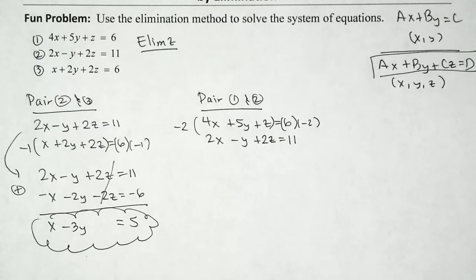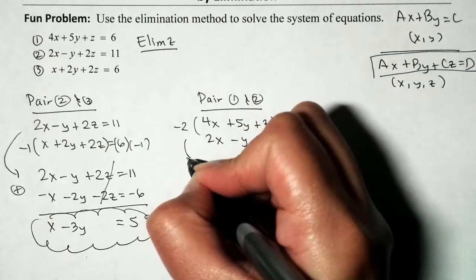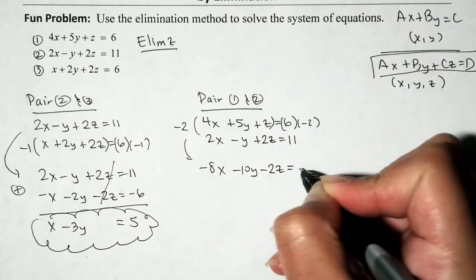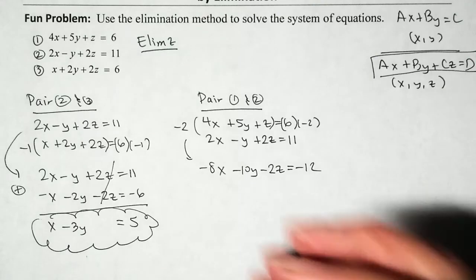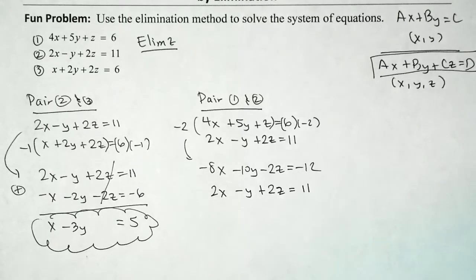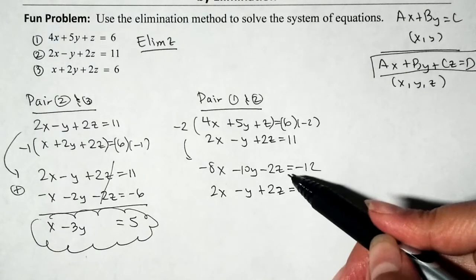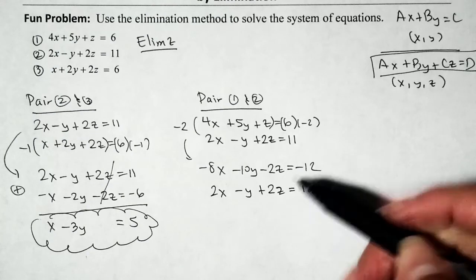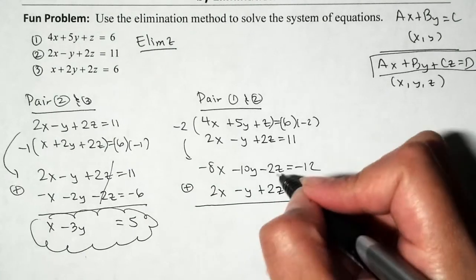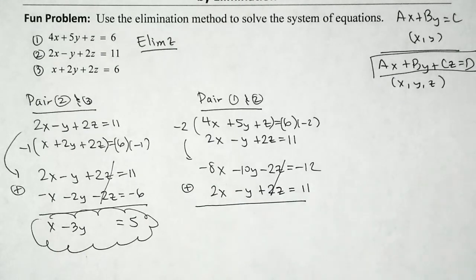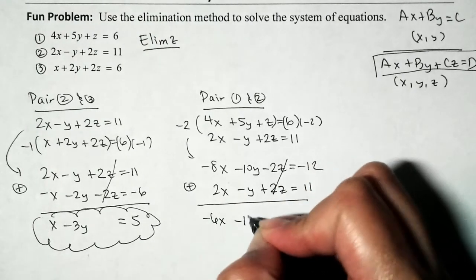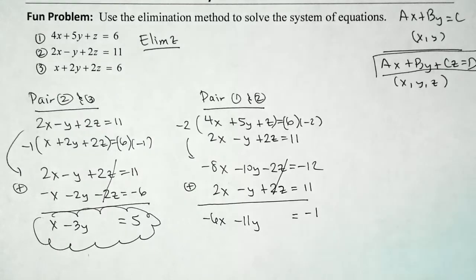So when we multiply the top equation by -2, that will give us -8x minus 10y minus 2z equals -12. And the bottom equation was perfect as is. Alright, let's verify that the coefficients on the desired variable are opposite. They are. So we can proceed to add the equations to eliminate the desired variable. So the z's cancel out. The sum of the x's will give you negative 6x. The sum of the y's will give you negative 11y. And the sum of the constants will give you negative 1.